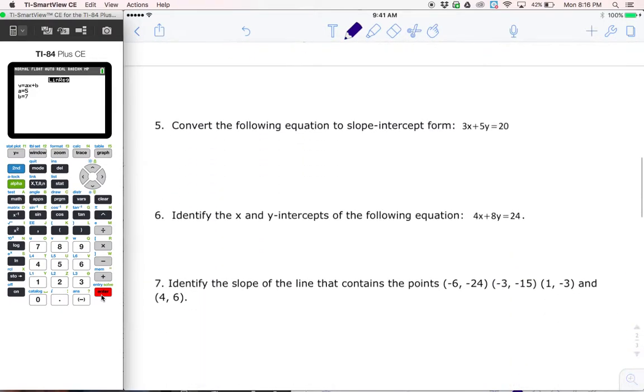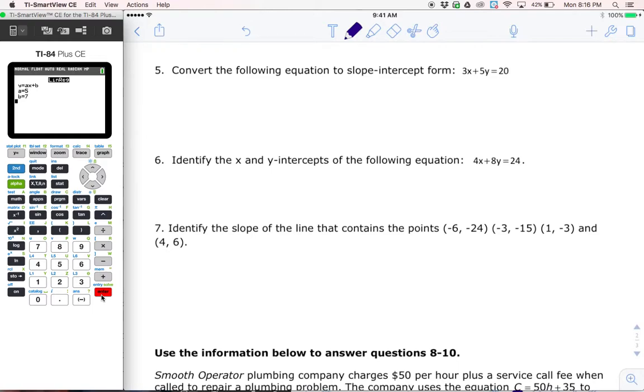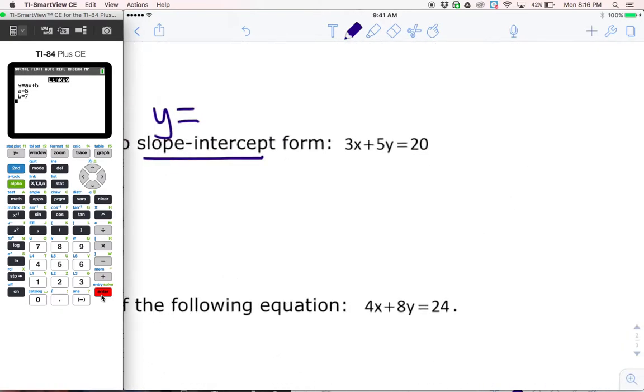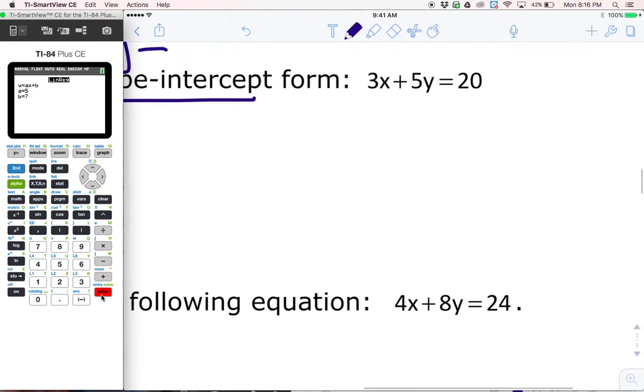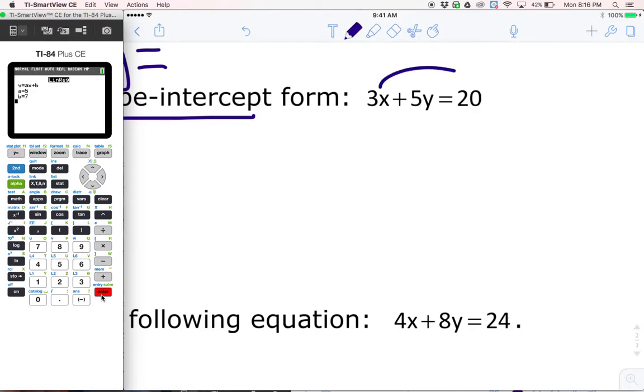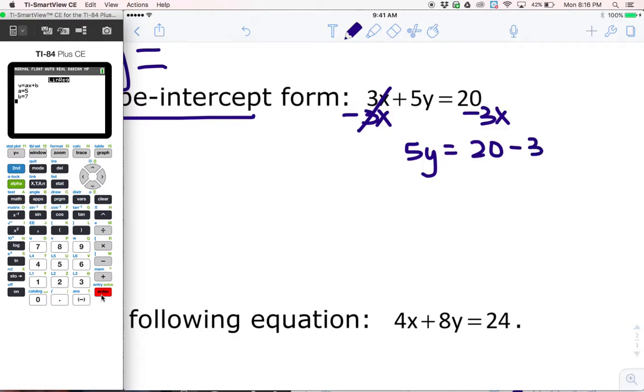Problem number 5. Convert the following equation to slope-intercept form. Okay, again, y'all, this means you need to get y equals. So let's go ahead and let's take our equation and get y equals. The first thing we're going to do is we're going to get the 3x over to the other side. Okay, and we're going to do that by just subtracting, right? Minus 3x on both sides. So now we've got 5y equals 20 minus 3x. As a side note, if you had 5y equals negative 3x plus 20, that is the same thing.